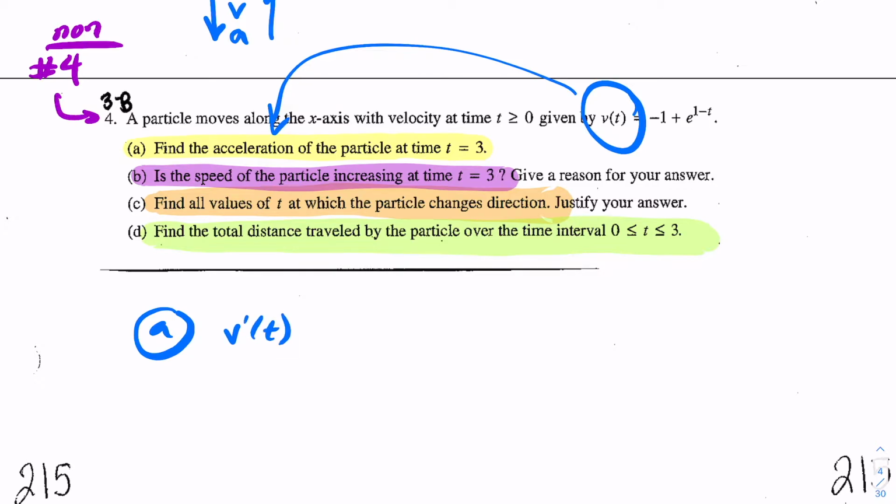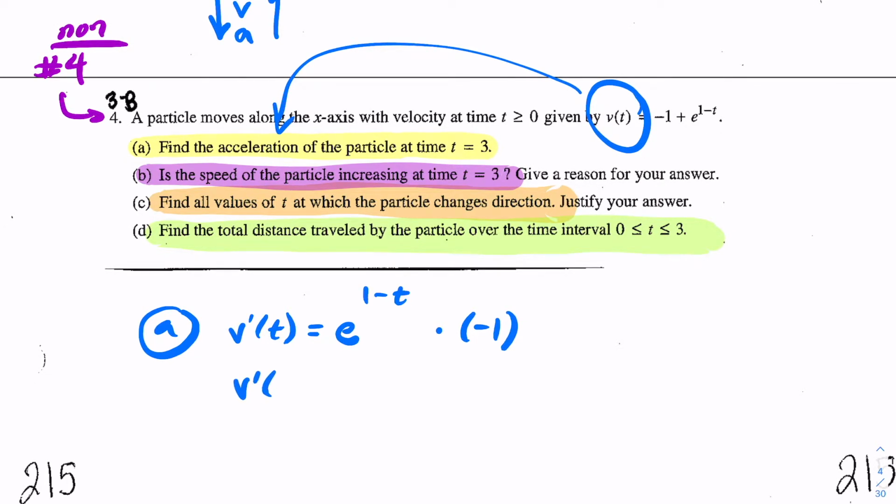So velocity going to acceleration, this is exactly how I would write it, okay? V prime of t equals, so the derivative of -1 is just 0. E to the 1 minus t, there's a function and a function, so the chain rule is going to be e, derivative of the outside, of the same inside, times derivative of the inside, which is -1. Make sure you understood that before we move on, okay? That is the general acceleration. Now we want to find the acceleration at time 3. So that'll be e to the 1 minus 3 times -1.